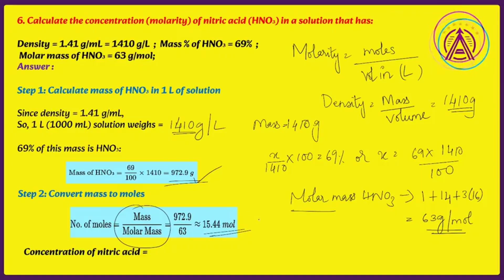Okay, so concentration of nitric acid, that is molarity, is nothing but moles divided by volume in liters. Now, since the density is given in terms of 1 liter, we consider the volume to be 1 liter itself. So molarity is equal to the number of moles, which is 15.44 molar.